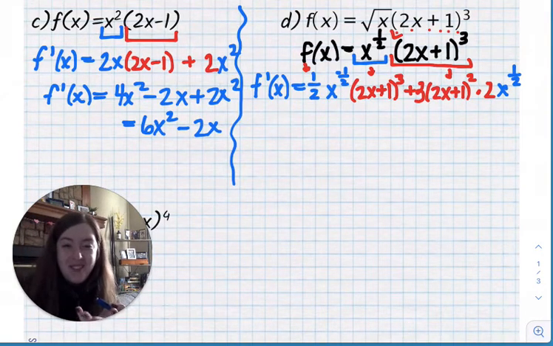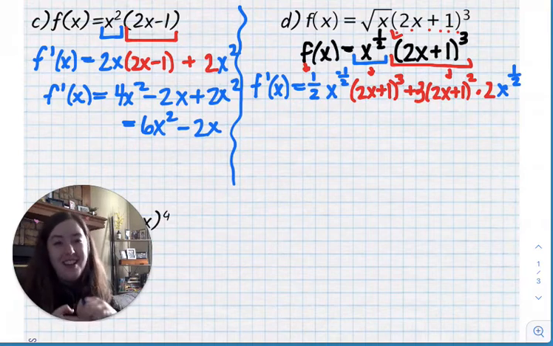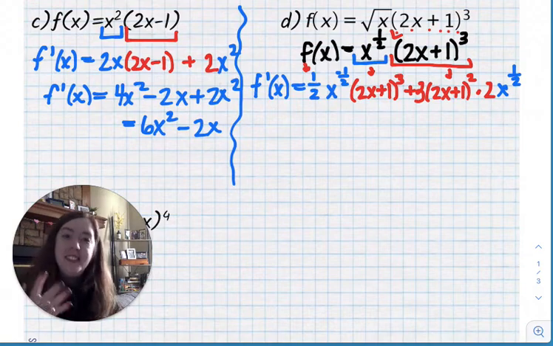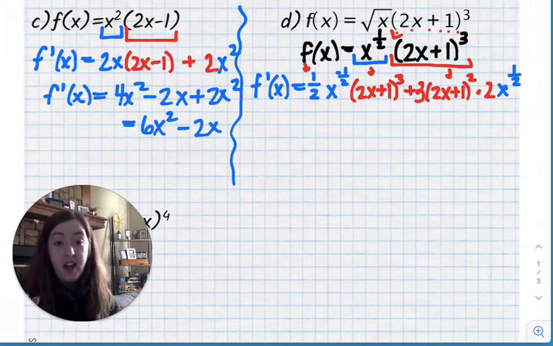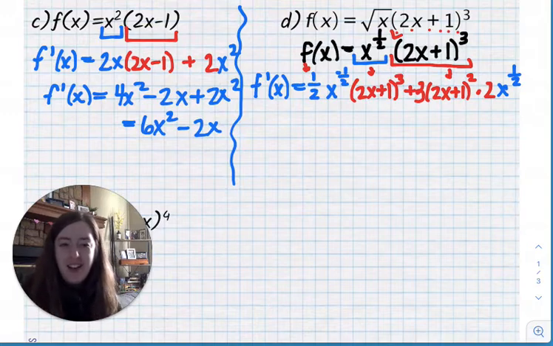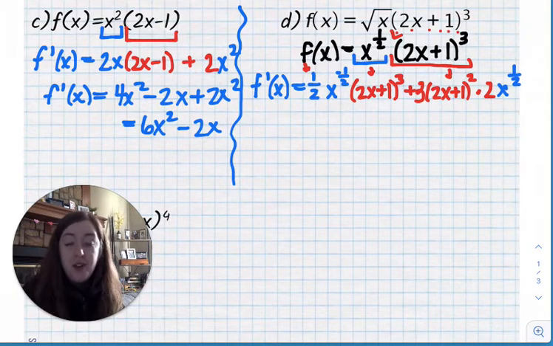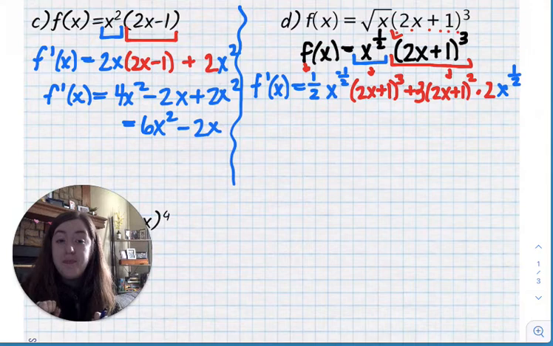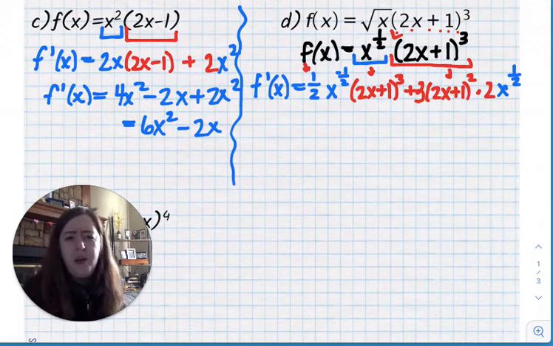So sometimes you're going to have rules inside of rules, and it's a little bit difficult to keep track of, but I believe in you. Just take it slow, write out all of your work, and keep your rules right next to you. I think that will really, really help.